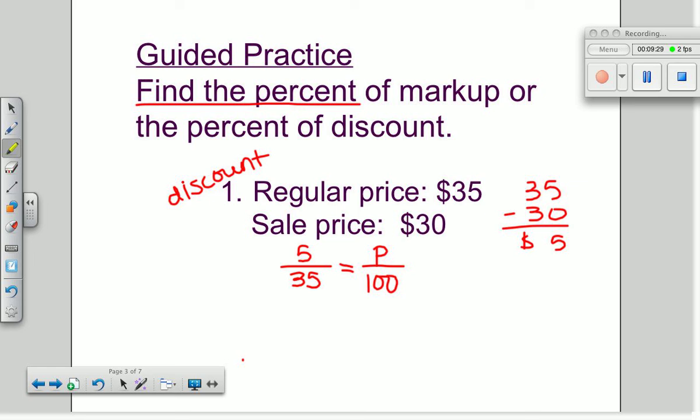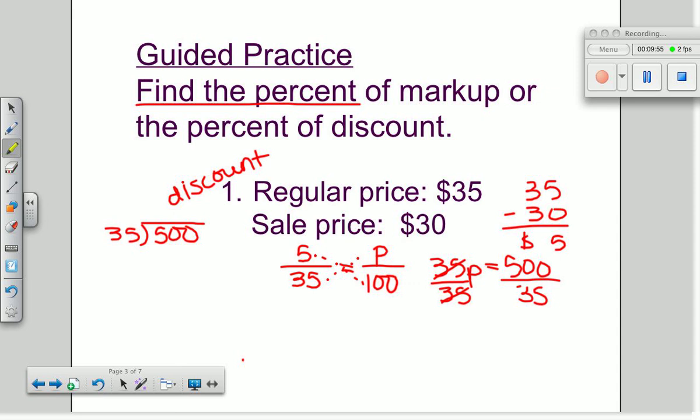And step 4 now is to solve this with cross multiplication. 35 times P is 35P. 5 times 100 is 500. We divide both sides by 35 to solve for the percent. Okay? So 500 divided by 35. 35 goes into 50 once. 35 goes into 150 4 times.